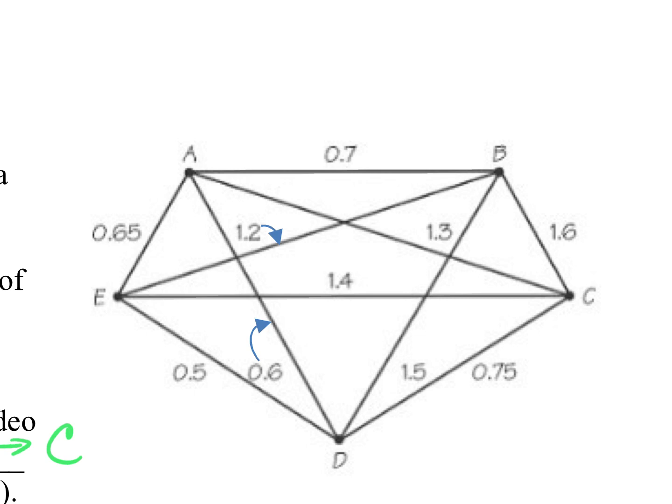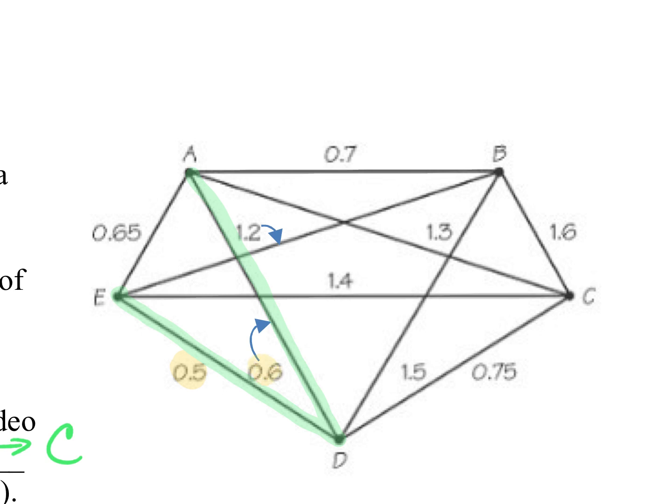And my cheapest edge is 0.5. These numbers are in hundreds of thousands of dollars, so 0.5 is $500,000. That's $500,000 to build that little edge between vertex E and D. That is my cheapest edge, so that's the one I'm going to take. I'm going to build out from E to D. What's my next cheapest? D to A, 0.6, right next to it. So I'm going to build that out.